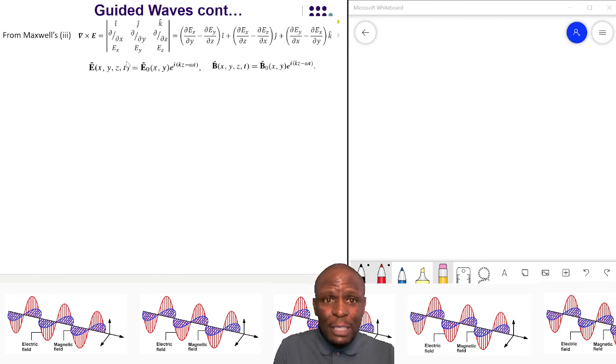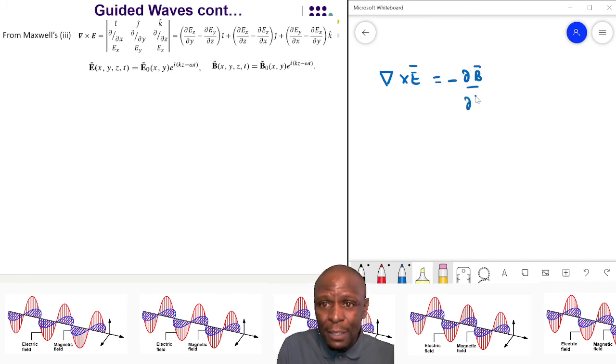Now, the curl of E is just given by this. The curl of E is actually Faraday's law, and it is nothing else but the negative rate of change of B over time. So the last part of this equation was supposed to be the negative rate of change of the magnetic field. That's what you are going to have for that.